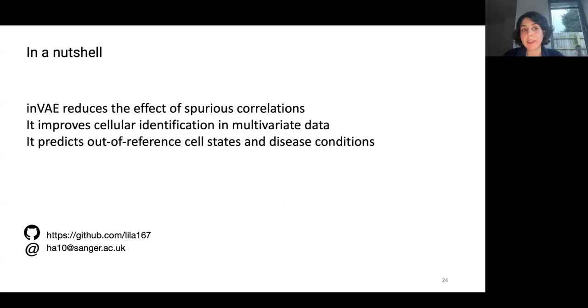So in a nutshell, I showed you some results of one of my latest methods, which is for integrating single cell data. And I told you that this model is inspired by causal models, and it tries to reduce the effect of spurious correlations from the invariant ones. I showed you with some examples that it's really learning the spurious correlations on some real data sets. And it also improves the cellular identification in multivariate data, which is a very complicated task in single-cell genomics. We have even shown in our paper that we could identify new cell states, which is quite promising. And with the last example, I showed you how MVAE performs for predicting out-of-reference cell states and disease condition.